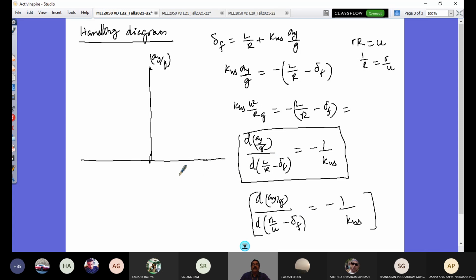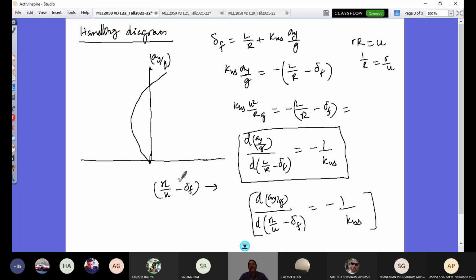So if I look at the variation of a_y by g as a function of this parameter, rL by U minus delta F, where delta F is the given steering angle and rL by U is L by R, and plot it with rL by U minus delta F on my horizontal axis, this variation for a real vehicle is going to be something like this, where the vehicle is accounted with the real operating condition and tire nonlinearity, suspension, all are there.